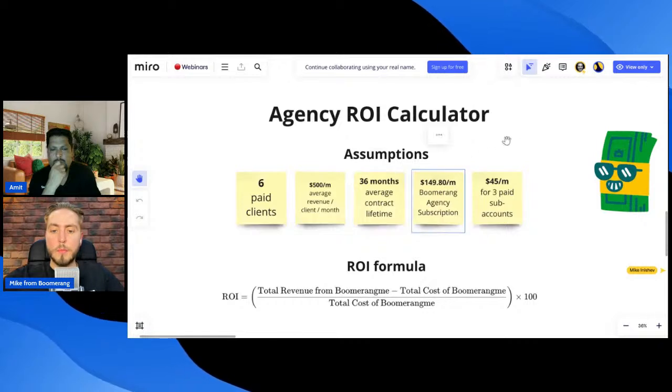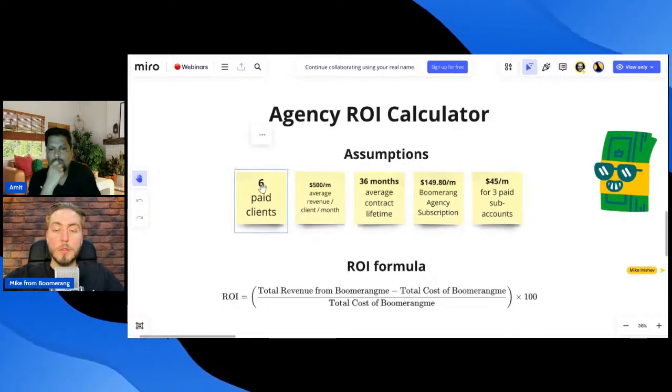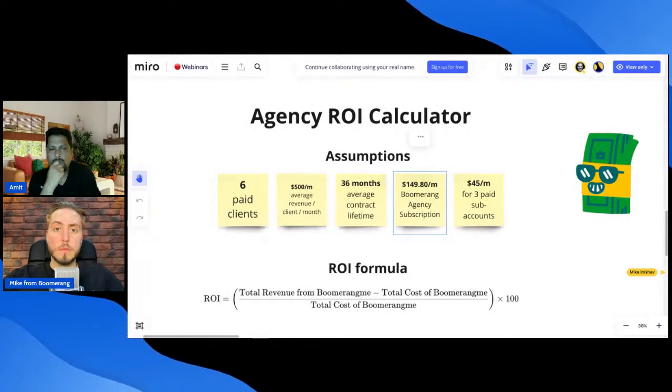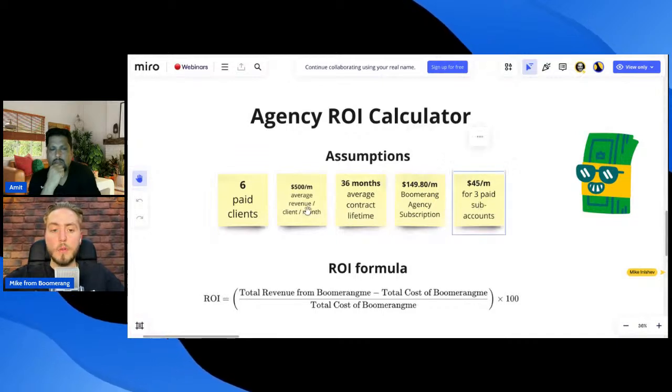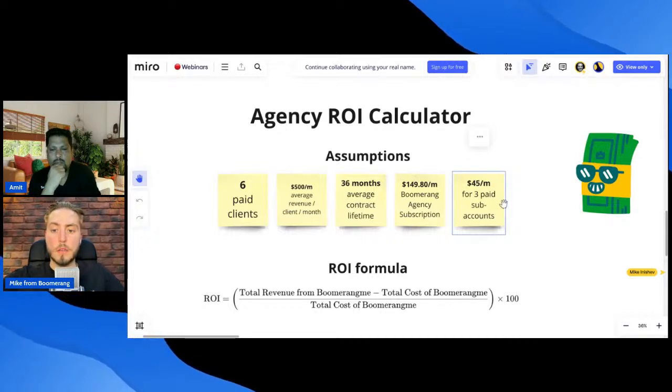Next, the Boomerang agency subscription will cost you $149.88 a month if you pay annually with the discount. And as we talk about 6 paid clients, the classical agency plan includes 3 sub accounts for free, which you could resell without any additional fees. If you have 6 paid clients, it means you will need to pay $15 for each additional paid sub account on top of that.